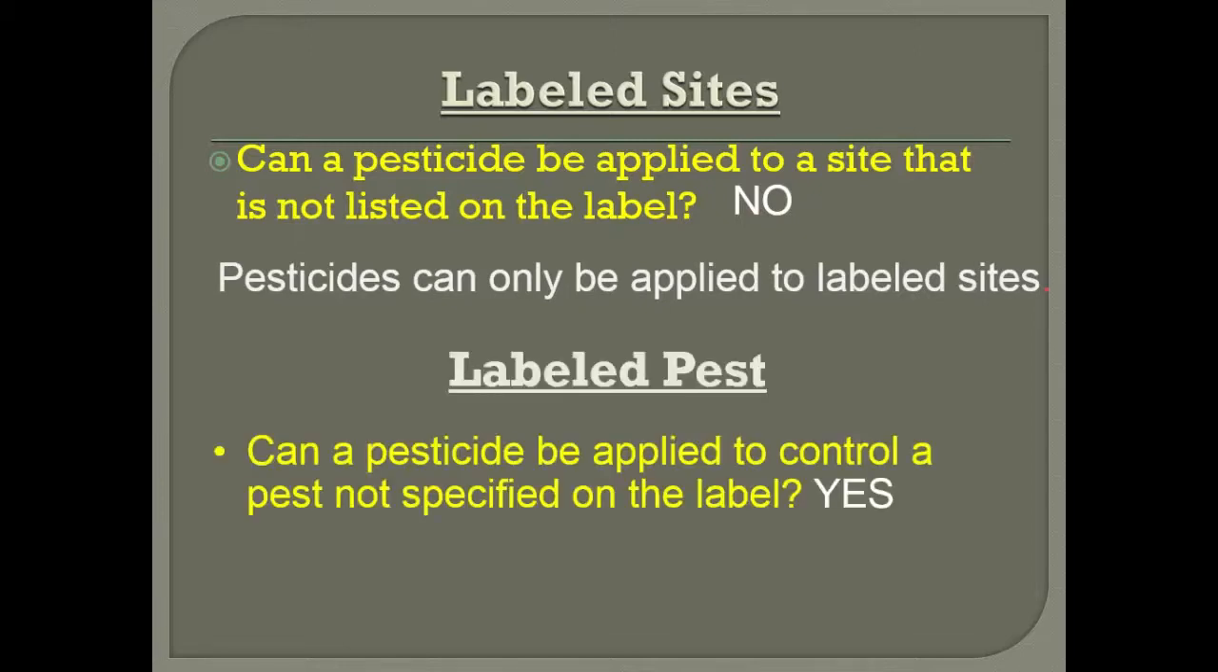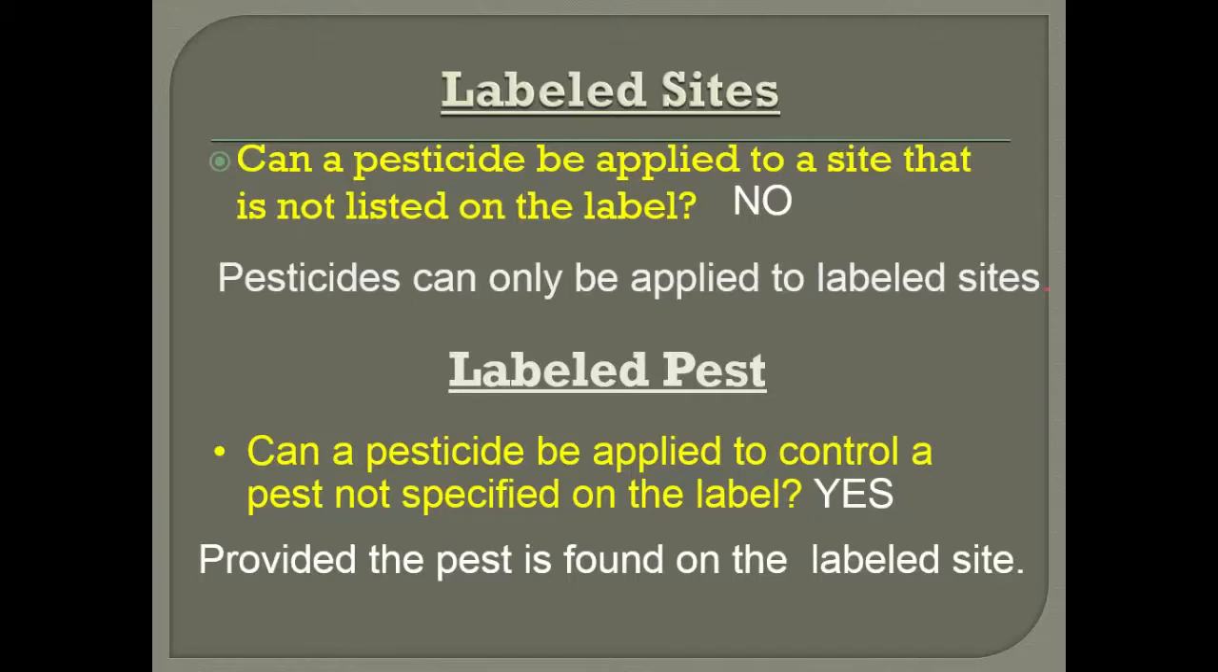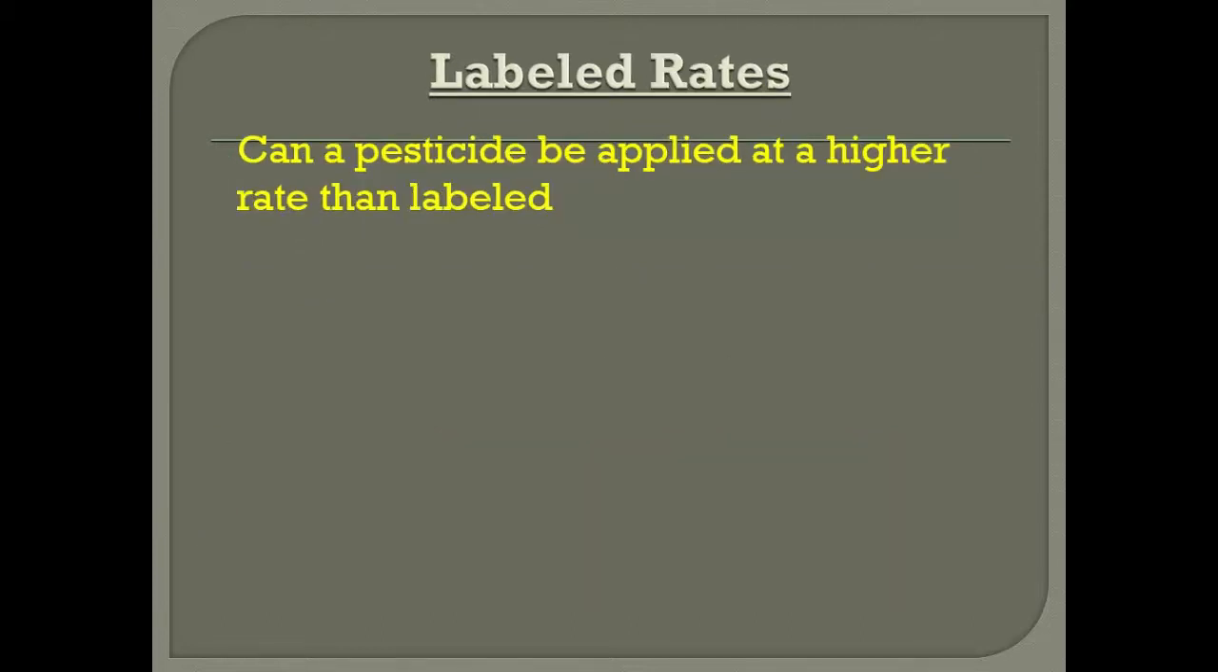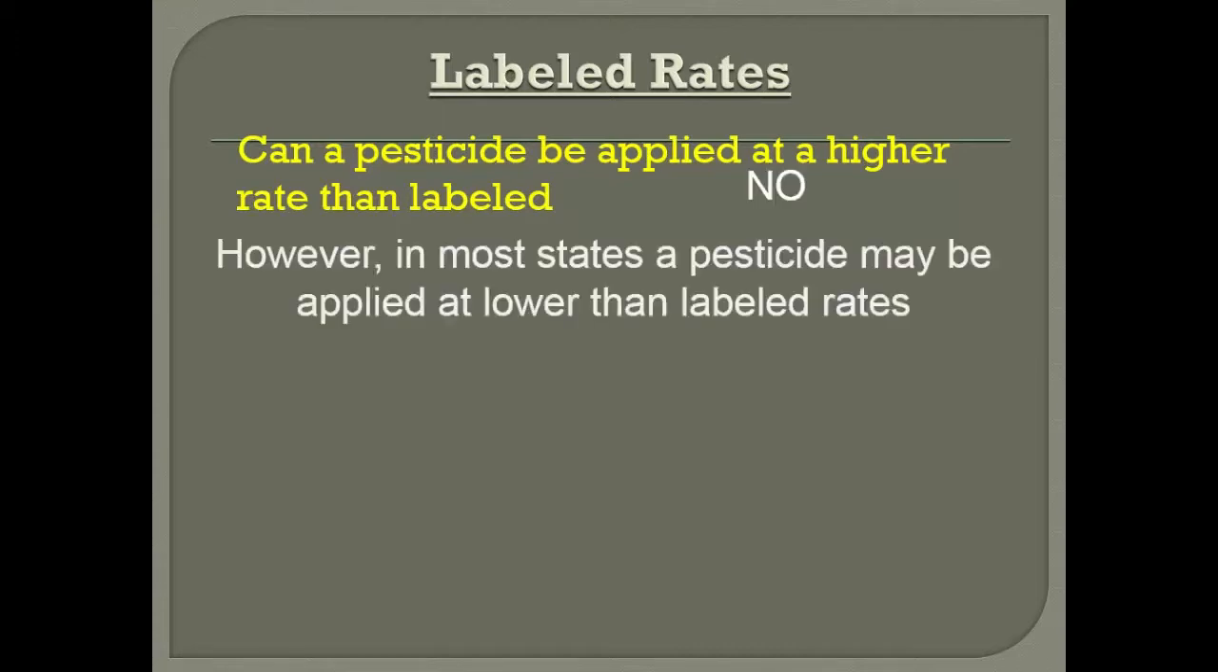But how about, can a pesticide be applied to control a pest not specified on the label? And the answer to that is yes, provided it's found on a labeled site. An example might be, we have a list of species that might be listed on a label on a particular site, but it can't list every species, for example. But as long as that species is on that site, then you can use that to apply that. Make sense? Okay. Can a pesticide be applied at a higher rate than labeled? Okay, no. All right. But it can be applied at a lower rate, obviously.